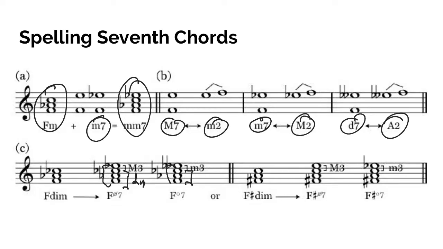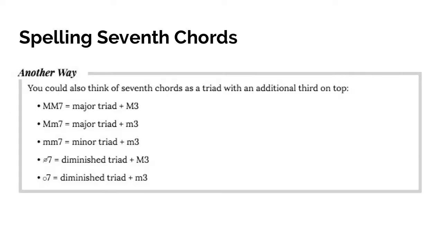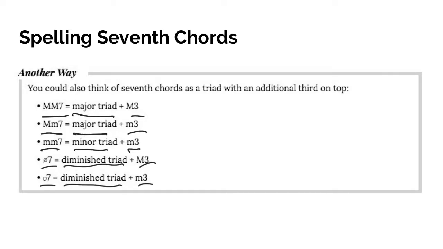All right, so that's that. You can think of it this way as well. This is another way of doing it, and this is how I think of it. Major seventh, a major triad with a major third. Major minor seventh, a major triad with a minor third. Minor seventh, a minor triad and a minor third on top. Half diminished seventh, diminished triad, major third. Fully diminished, diminished triad, minor third.